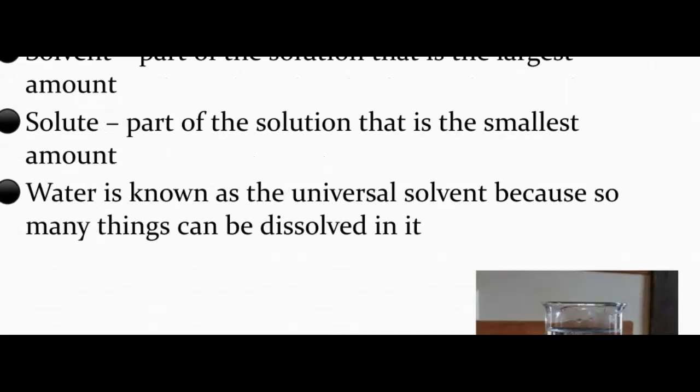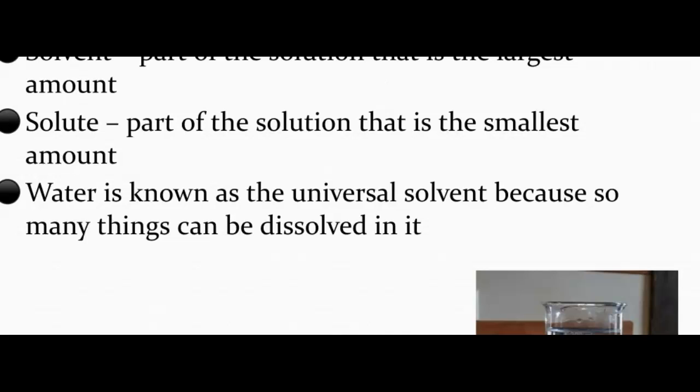Now, the two parts of a solution are called the solute and the solvent. The solvent is the largest amount of whatever part of the solution it is. It's what is doing the dissolving. The solute is the smaller amount. It is what is getting dissolved.